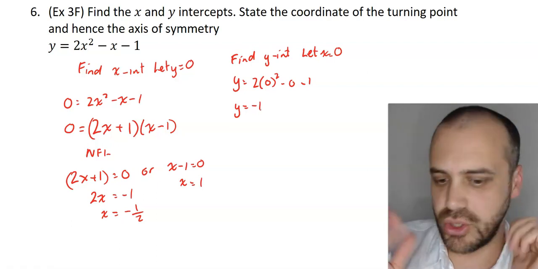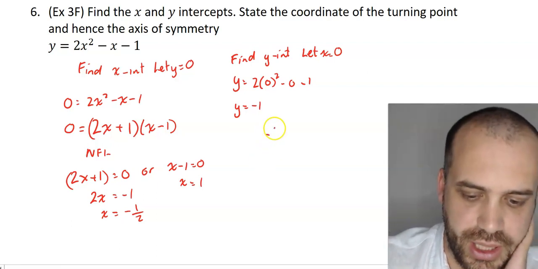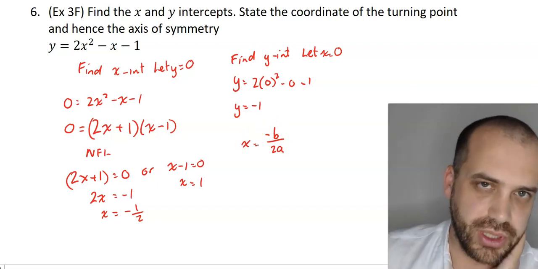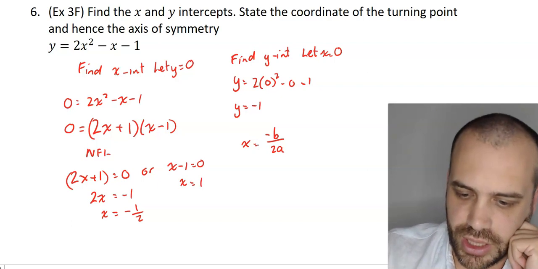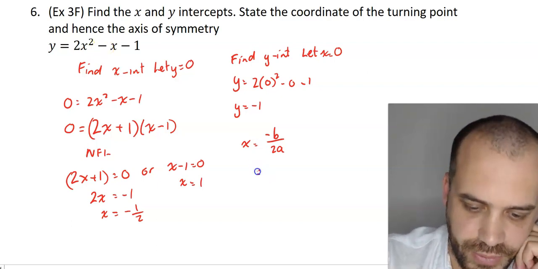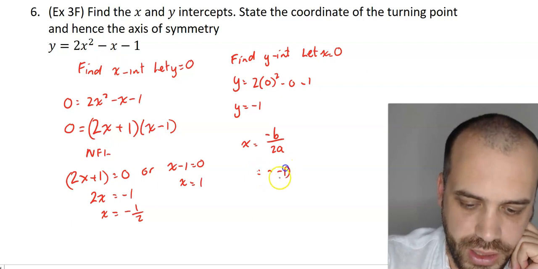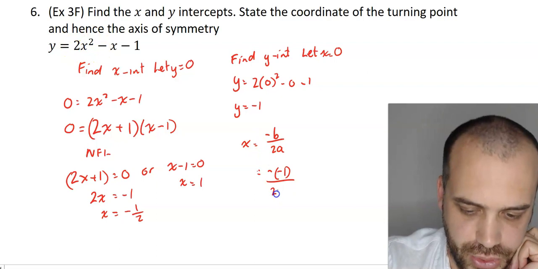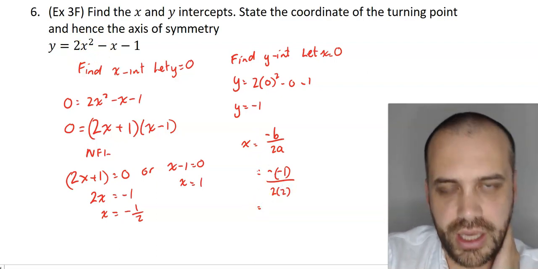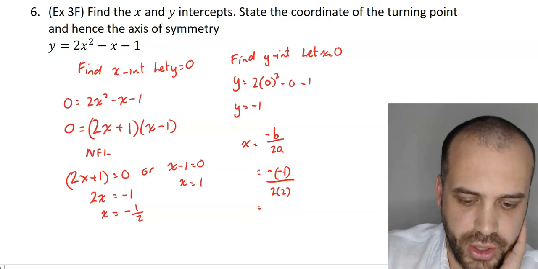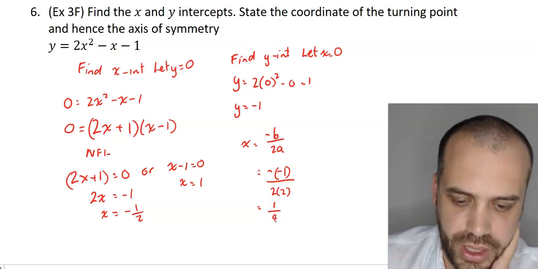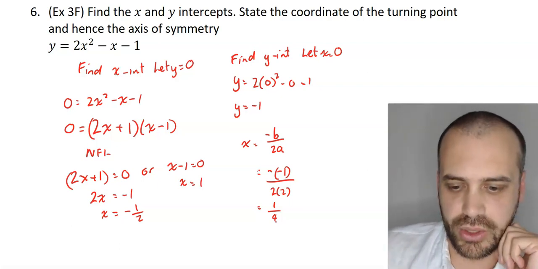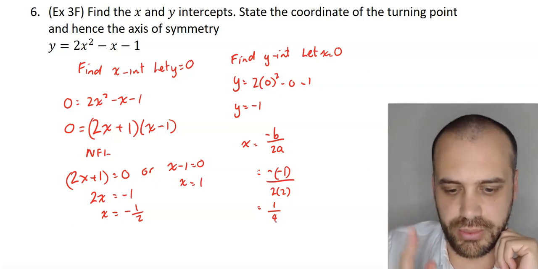If we want to find a turning point, we can use this formula, negative b on 2a. That will give me the x coordinate of the turning point. So negative b, so negative negative 1, over 2a. A is 2, so 2 times 2. Negative negative 1 is positive 1, so 1 over 4. The x coordinate and the axis of symmetry is 1/4, the x-coordinate of the turning point.